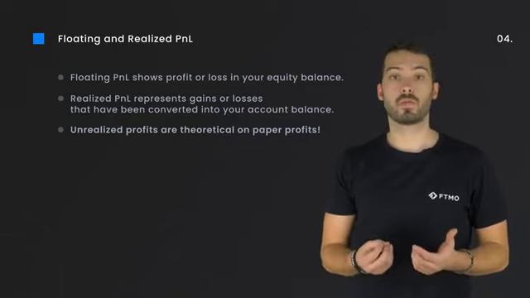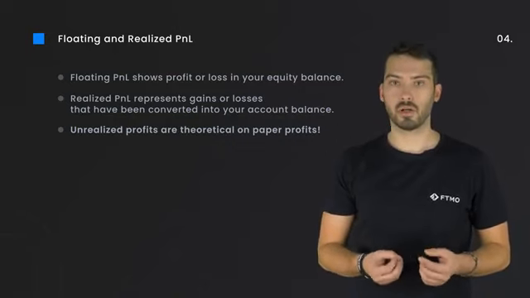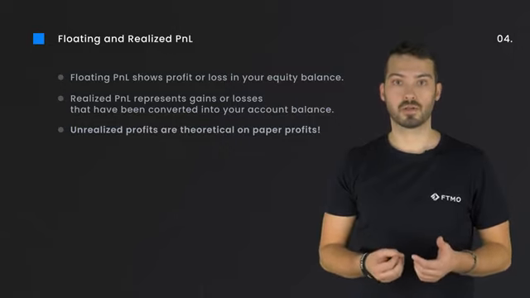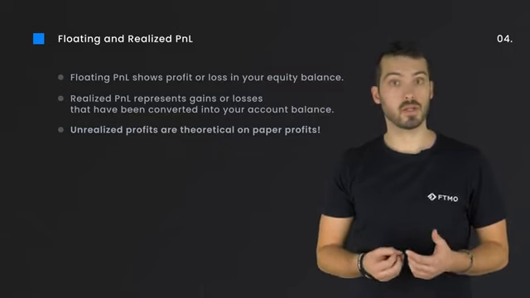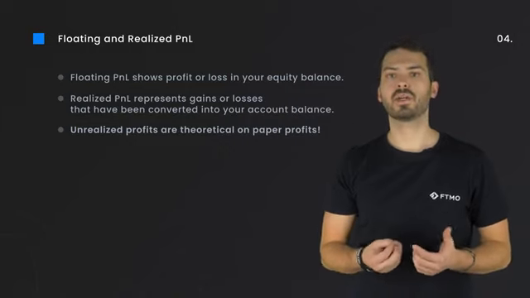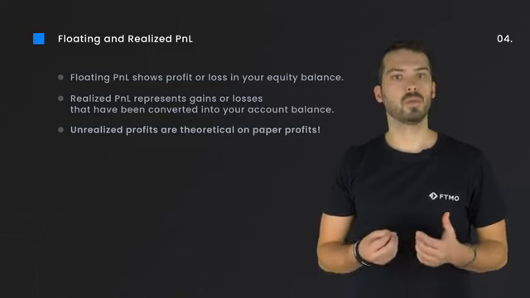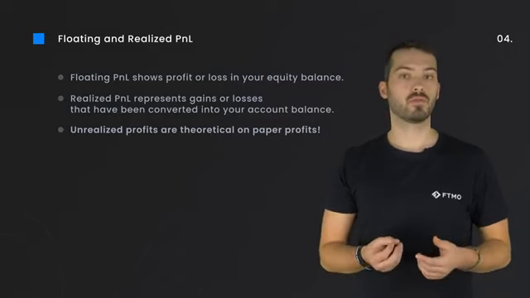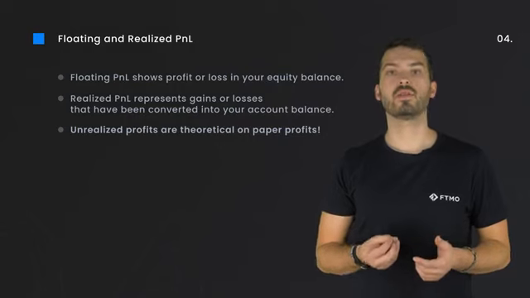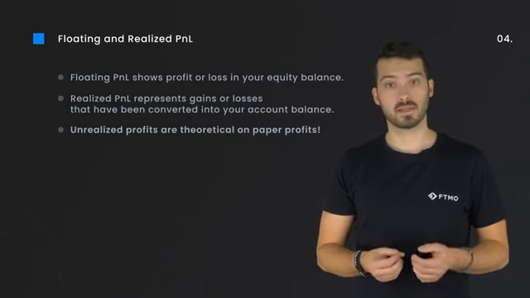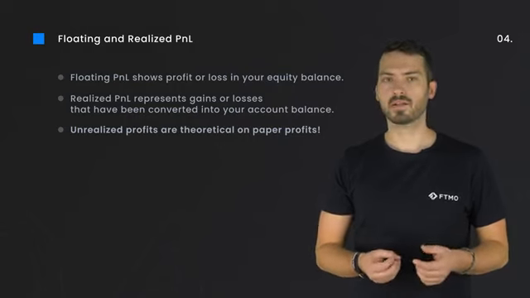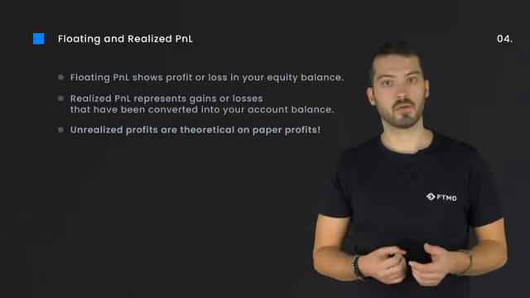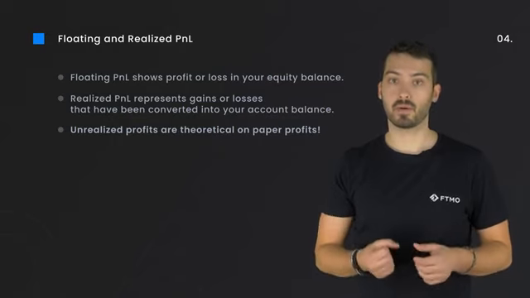If 1 point is worth $1, you are down $20. If it's worth $100, you are down $1,000. If you are down these 20 points and you decide to close a trade, it becomes realized loss. If you would be up 20 points, it becomes a realized profit. Realized P&L represents gains or losses that have been converted into your account balance. In trading and everything else, profit is not real until it is realized. Unrealized profits are theoretical on-paper profits.